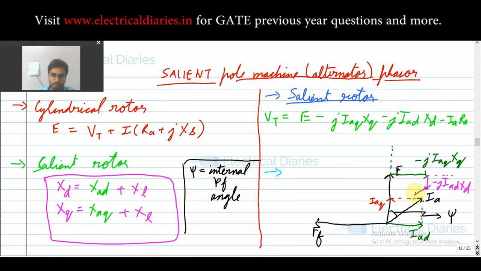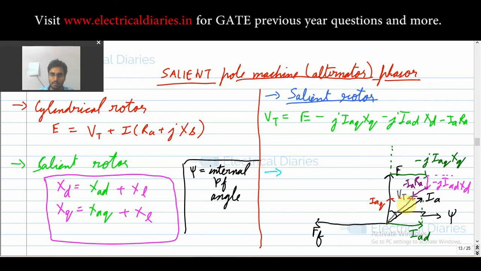And this will be your minus IA RA. Okay, and all of this, E minus j IAQ XQ minus j IAD XT minus IA RA, will add up to your VT. So your VT will be given by this. This is your VT. Okay, so I hope you get the overall idea of the phasor diagram.